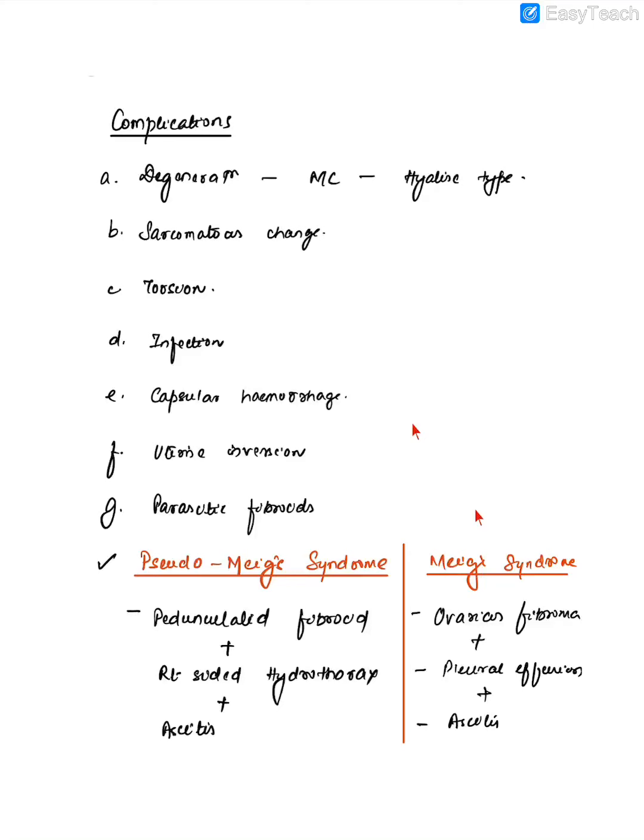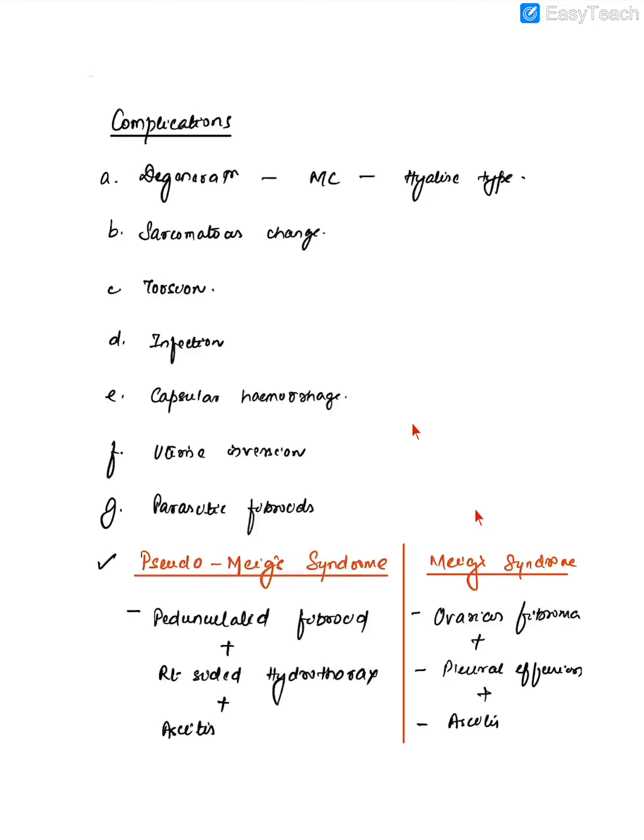In the last video, we discussed the definition, classification, risk factors leading to fibroid, and how we have to examine and investigate a patient having fibroid. So, what are the complications associated with fibroid? The most common complication is degeneration, and the most common degeneration happening inside a fibroid is the hyaline type. There can be sarcomatous changes, but the incidence is only 0.2%. That is very less. So that is why fibroid is by definition a benign mass.